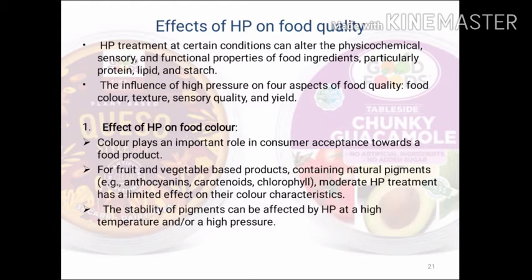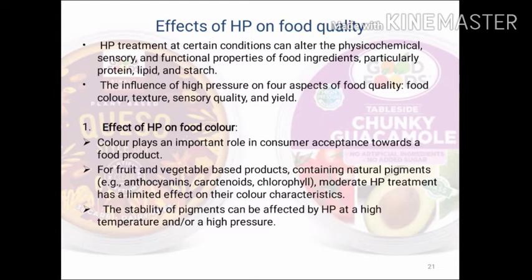So the influence of high pressure on the four aspects of food quality includes the food color, texture, sensory quality, and the food yield. So now let's see what are the effects of these high pressures on the individual food qualities. First is the effect of high pressure on food color. Color plays an important role in consumers' acceptance towards the food products.